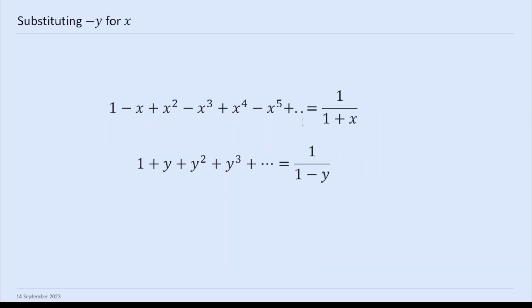We can also just substitute minus y in for x in the above, and you get a different equation. 1 over 1 minus y equals 1 plus y plus y squared plus y cubed. Again, this is only working if the magnitude of y is less than 1. And actually this is the geometric progression equation. This is just a geometric progression.